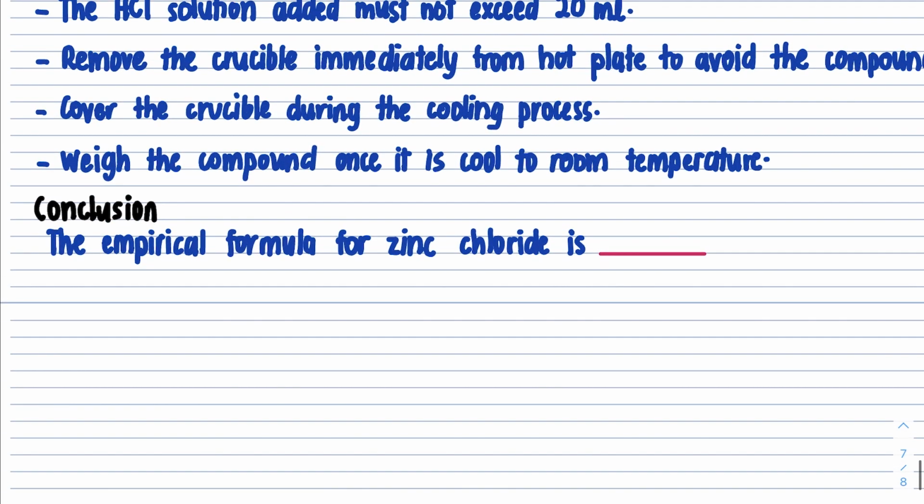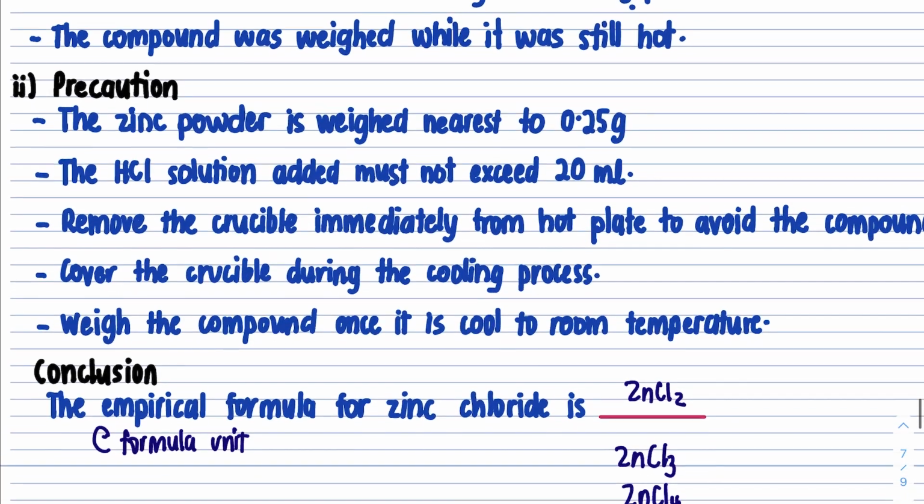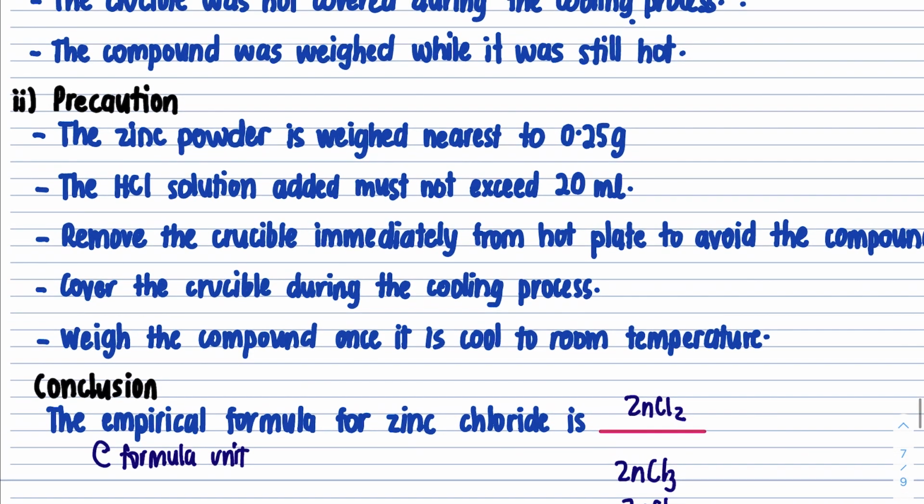So dekat sini kita tulis lah, the empirical formula, or if you want to write down the formula unit it's fine. The formula unit for the zinc chloride compound is, what do you get? Theoretically, you should get ZnCl2. But if you get ZnCl3 ke, ZnCl4 ke, just write it down lah, because this is based upon your result. So it's fine. Okay? So that is the end of how to write down the lab report for Experiment 1 SK015.